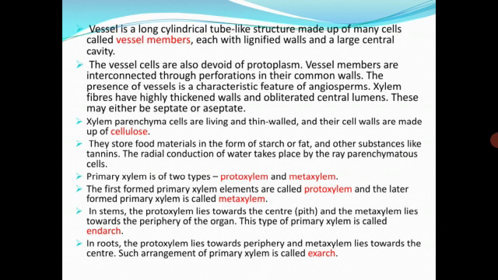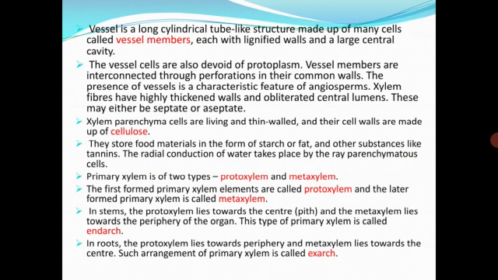Xylem parenchyma cells are living and thin walled, and their cell walls are made up of cellulose. They store food materials in the form of starch or fat and other substances like tannins. The radial conduction of water takes place by the ray parenchymatous cells. Primary xylem is of two types, protoxylem and metaxylem.